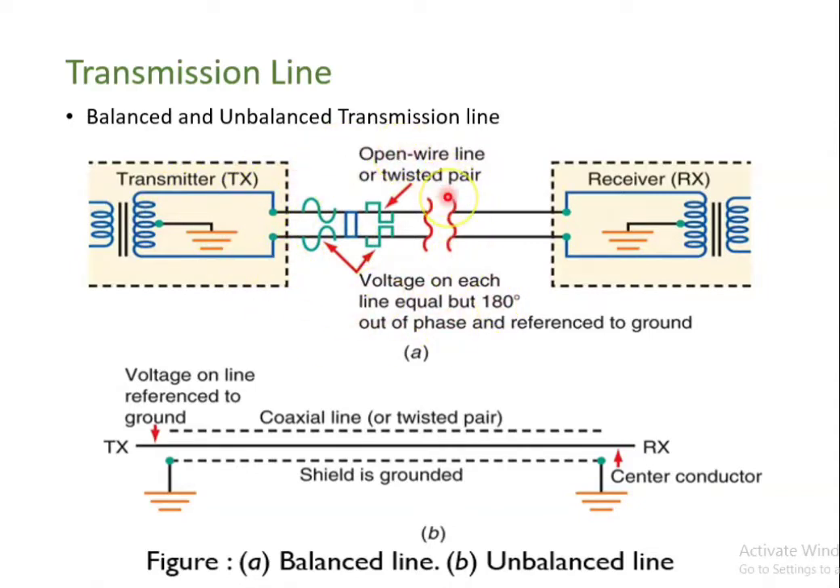A perfect example is your open wire transmission line. In the unbalanced transmission line, the field is grounded, the voltage on the line is referenced to ground. So these are the two differences between unbalanced and balanced transmission lines. In the balanced line, the voltage on the line will be 180 degrees out of phase, and the signal is referenced to ground. Here the field is referenced to ground. That is the basic difference between your balanced and unbalanced transmission line.